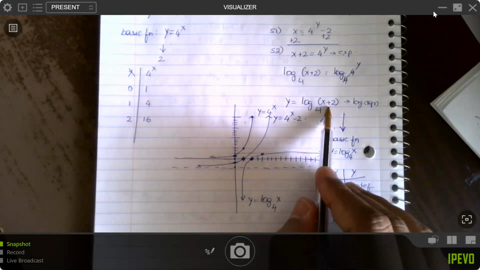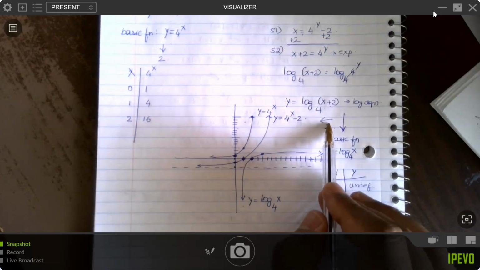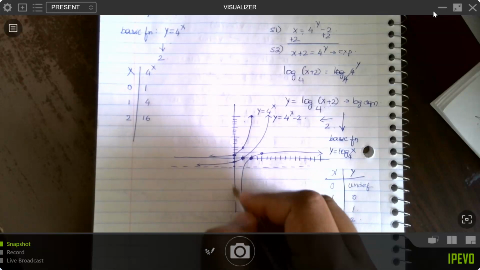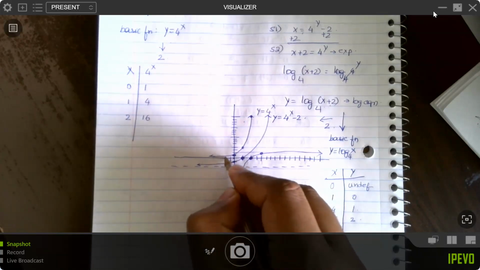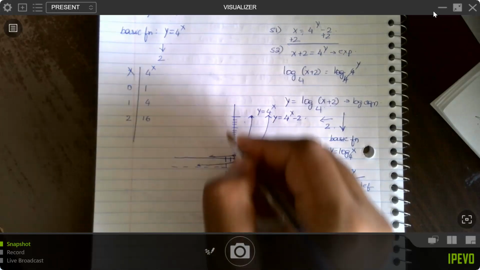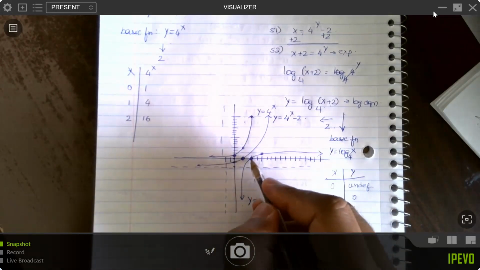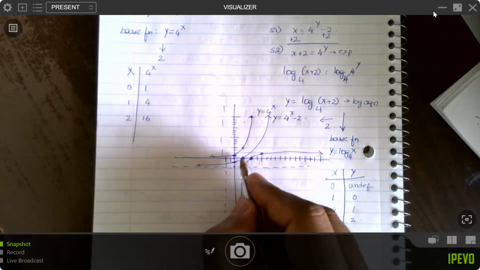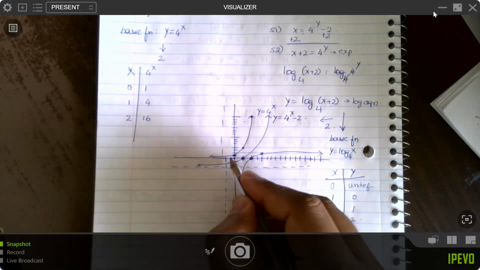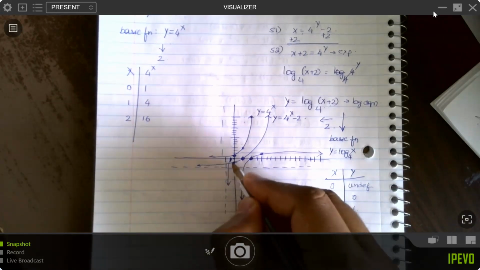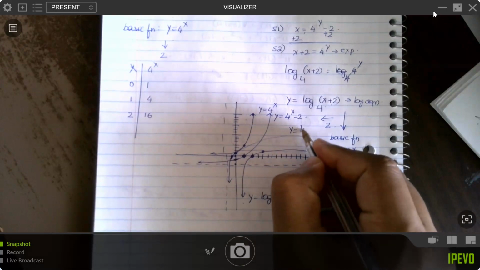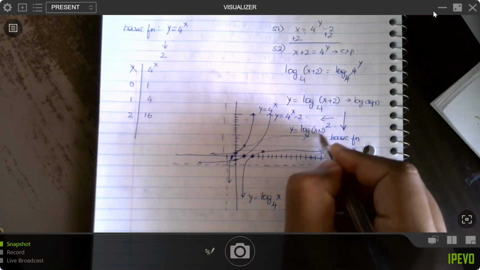Now to get the function of this, you should move the graph to the left by 2 units. So which means what? Your asymptote will move 2 units. So instead of the y-axis being a vertical asymptote, your asymptote is going to be x equals -2 here. Now your x-intercept will also move 2 units. So instead of being +1, it will be -1. So the rough sketch of the graph is going to be this. So this is going to be your y equals log of x plus 2 to the base 4.